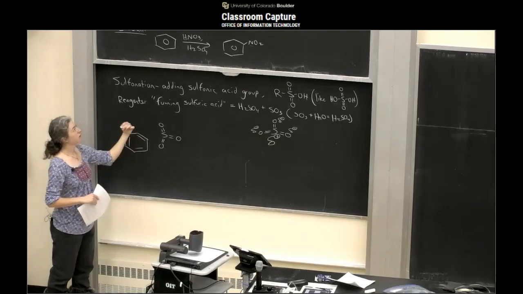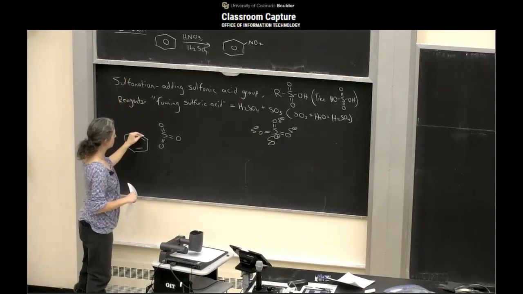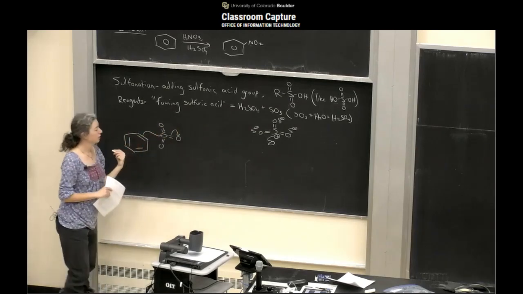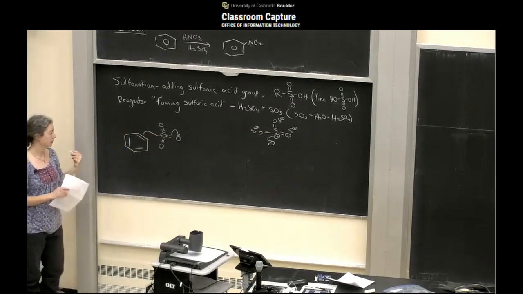Okay, so pretty much same as up here. Pi bond goes and attacks sulfur. One of the double bond O's breaks over.